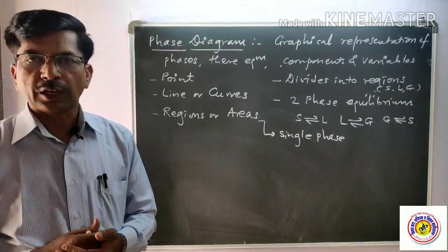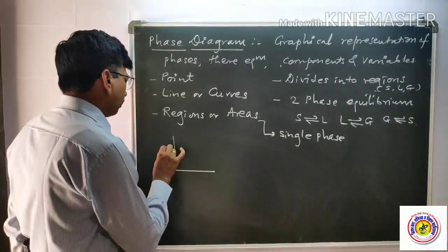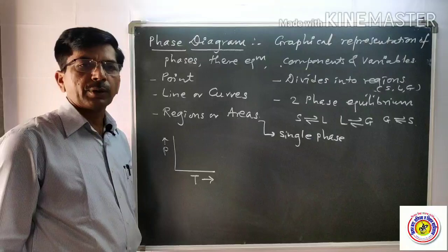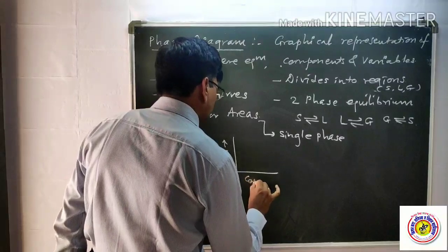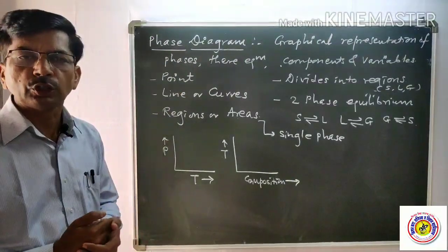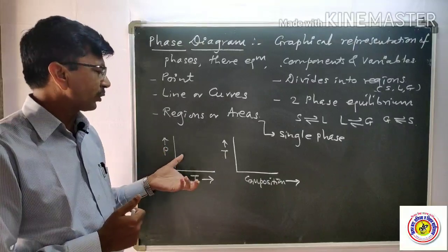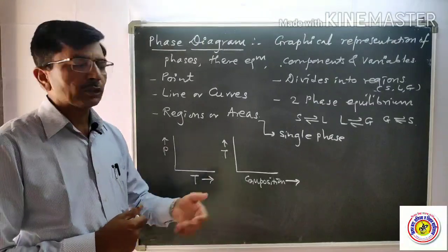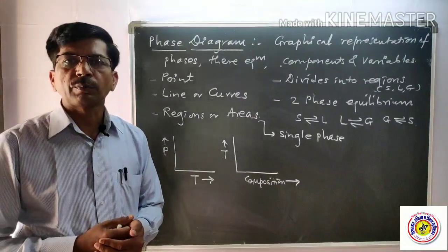There are basically two ways in which diagrams are drawn. One is the pressure-temperature type of diagram, with pressure on the y-axis and temperature on the x-axis. Or temperature-composition diagrams can also be drawn, with temperature on the y-axis and composition on the x-axis. This graphical representation, where the relationship between the phases, temperature, number of components and their equilibrium is shown, we call a phase diagram. There are three types of systems on the basis of the number of components.